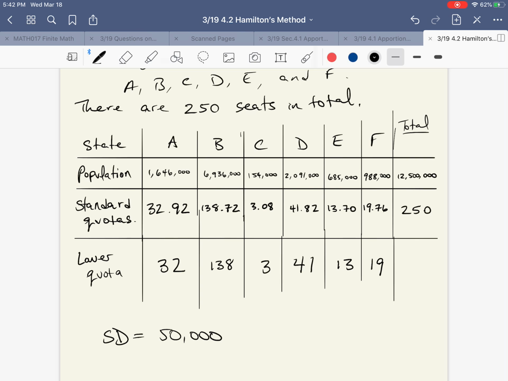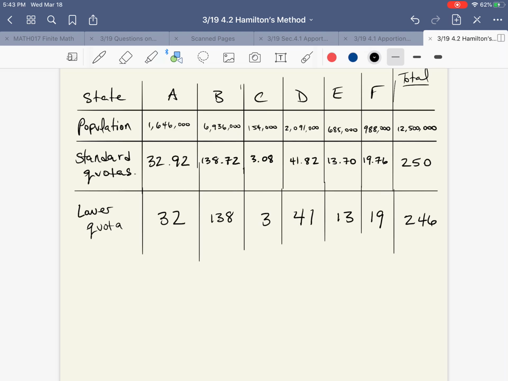Okay. Well, let's see what happens when we add all of these things up. What do we get? 32 and 138 is 170. 170 plus 60 gives us 230. 230, 243, 246. Okay, so this gives us 246 in total. So what does that mean? It means we have 4 surplus seats to give away. Let's stop worrying about the standard divisor for now. So how are we going to give away our surplus seats?